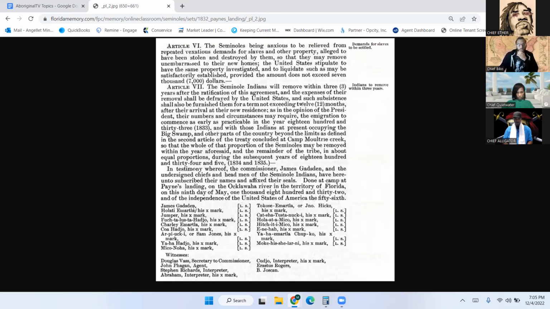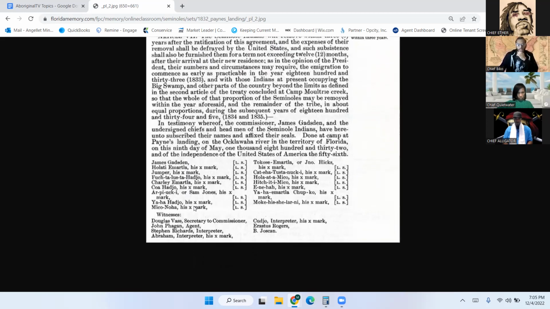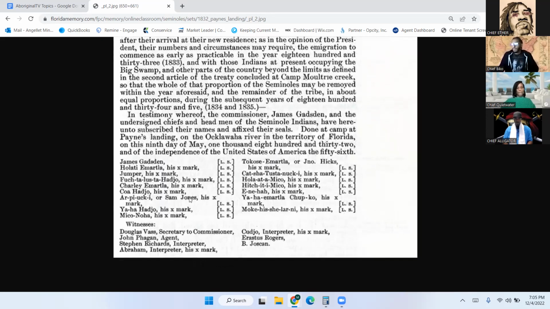we may be able to bring up a little bit more, but if not, it'll show at the end. Perfect. So: done at the Camp of Payne's Landing on the Ocklawaha River in the territory of Florida on this ninth day of May, 1832, and of the independence of the United States of America. So again, that same verbiage showing that despite whether we get approval or no approval from the United States, this treaty is still valid. So all of the land that was ceded, all of the resources that were taken, we're still going to make sure we take them regardless of if our government actually approves of this.